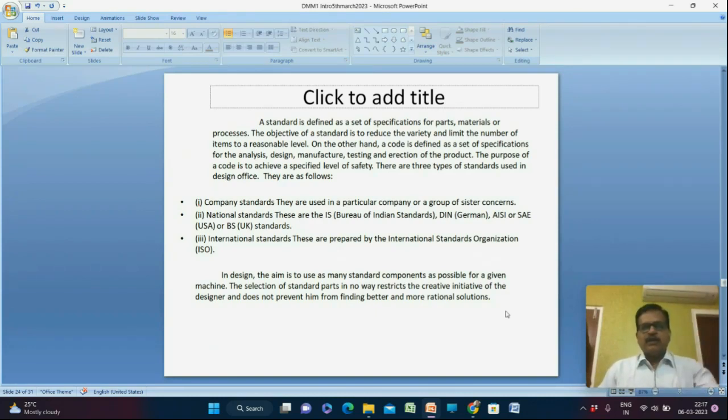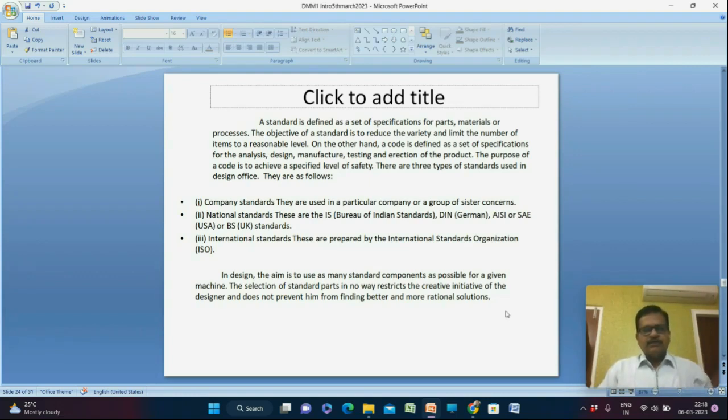There are three types of standards used in the design office. Number one, company standards. They are used in a particular company or group of sister concerns. Number two, national standards such as Bureau of Indian Standards and DIN Germany, AISI or SAE in United States of America, BS British Standards in UK. Number three, international standards. These are prepared by International Standards Organization, ISO.